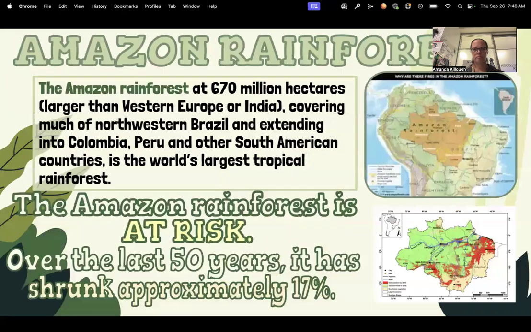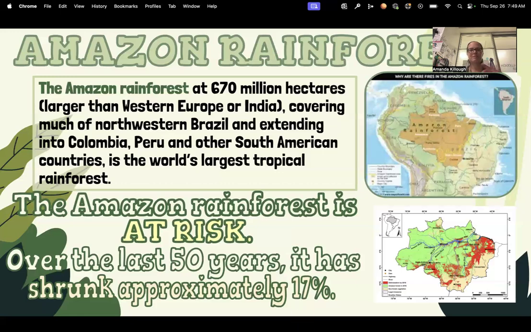So here we go. Amazon rainforest. You should know this before. Maybe you've talked about this before. Just a couple of nuggets, right? 670 million. This is just a large number. 670 million hectares, okay? Which is larger than Western Europe. So think France and Germany and Spain and all of those countries combined, covering much of northwestern Brazil and extending into Colombia.